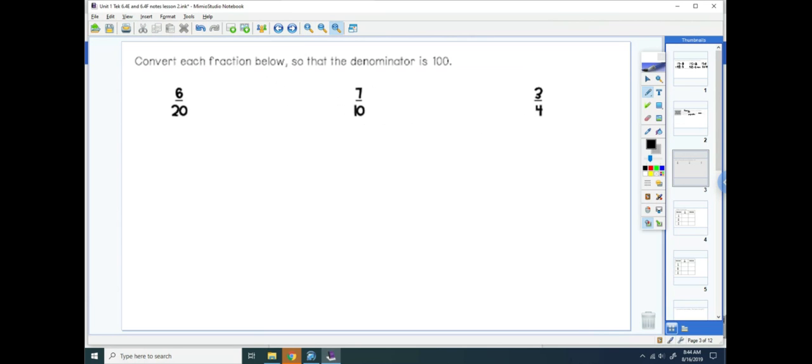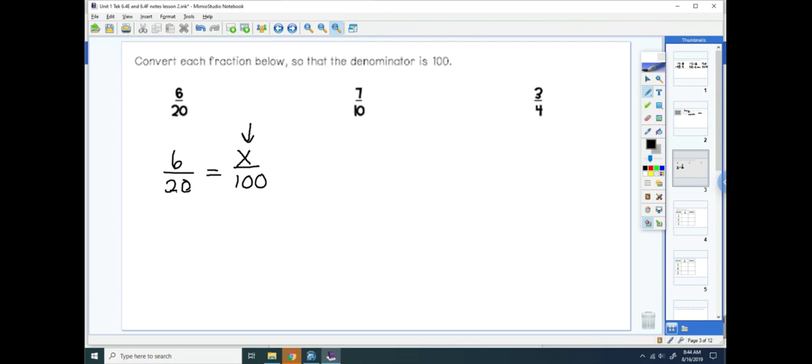So first thing we're going to do is set up a proportion. I'm actually going to write this bigger. So I have 6 over 20, and when I write a proportion, I want to set it equal to x over 100. The reason I do that is because I want to convert to a percentage, or basically to have a denominator of 100. Well, the denominator is the bottom number, and so it means I want to know what is going to go over the 100.